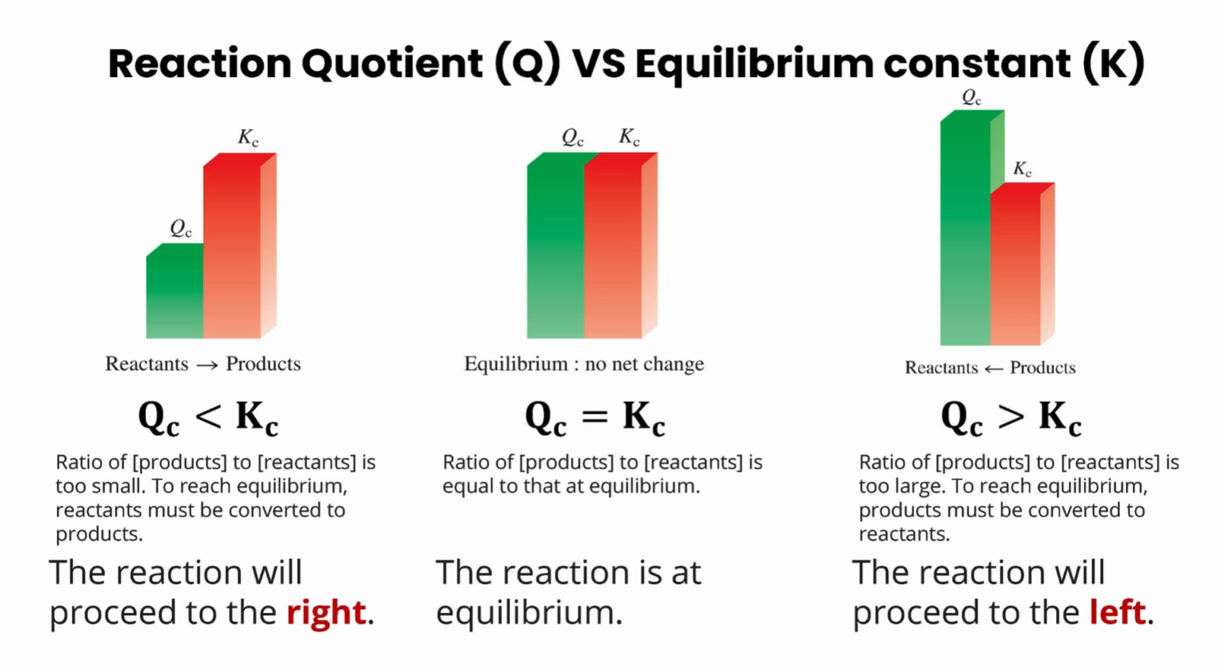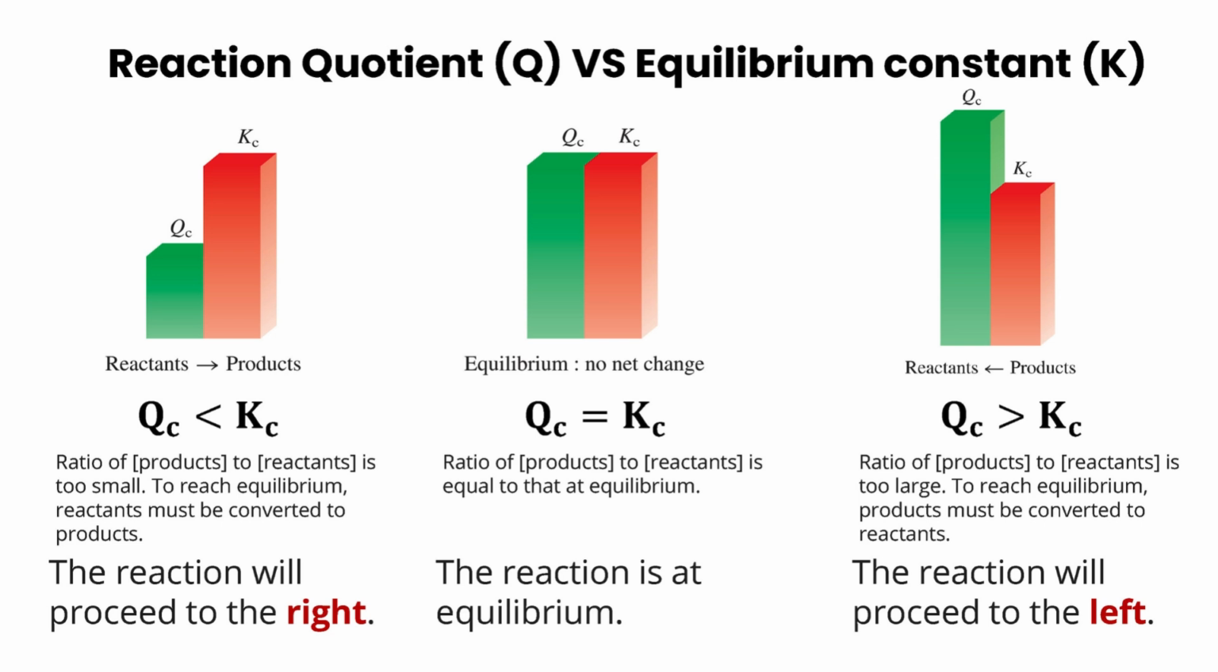Okay, and if Q is greater than K? If your ratio of products to reactants is too high, you've kind of overshot the equilibrium mark or started with too much product, the reaction needs to shift to the left, convert some products back into reactants to reach equilibrium. And if, by chance, Q equals K? Then you're already there. The system is at equilibrium, no net change will happen.